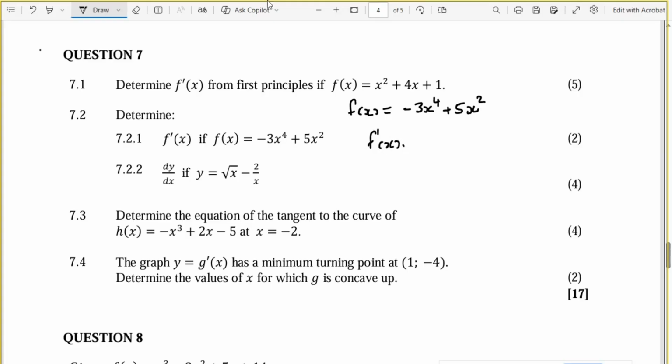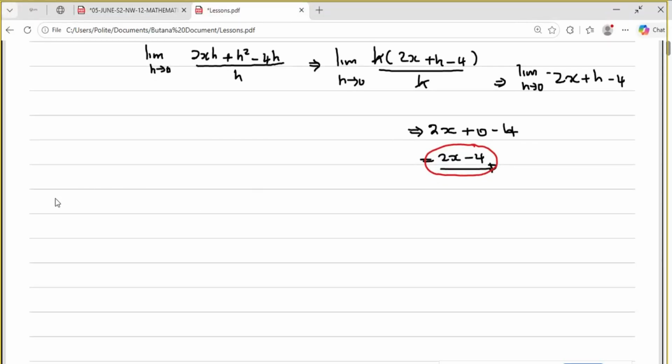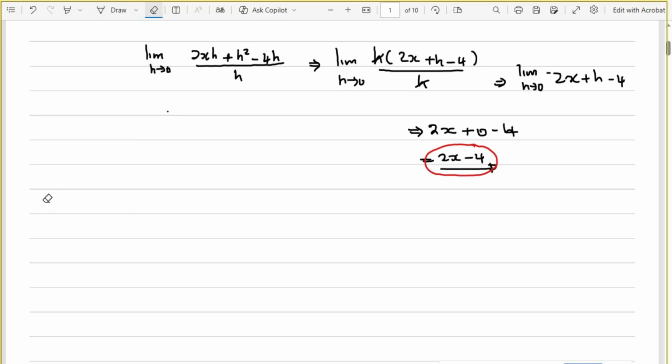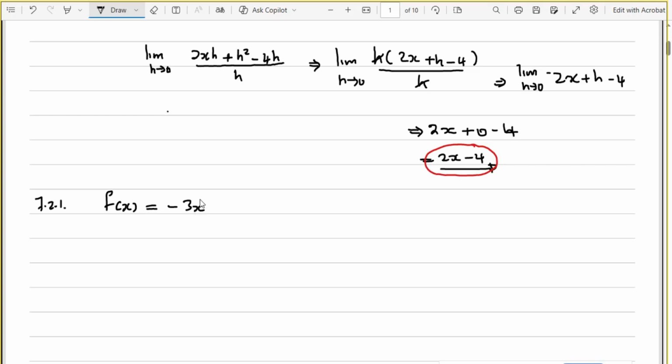So I think it's best if we just rewrite this equation this side, and then we'll work on it. So this is 7.2.1. Okay, so we are looking for f at x, which is equal to minus 3x to the power 4, then plus 5x squared.